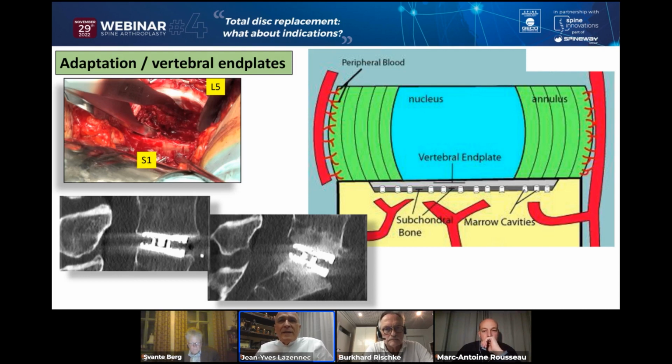Look at those two cases. One case on the left, apparently a silent evolution of the end plate, and on the right, a more dense reaction of the end plate and a more heterogeneous evolution of the end plate. And the question is, what was the situation before the surgery?